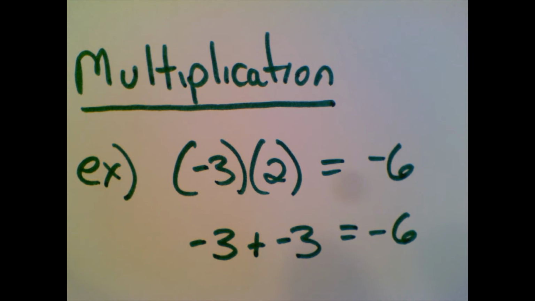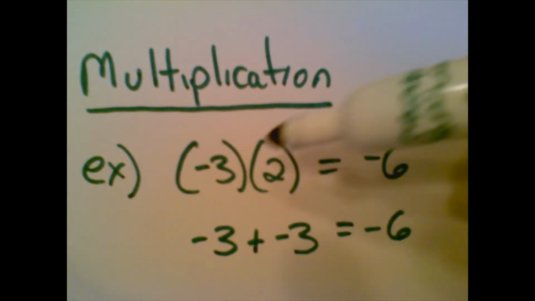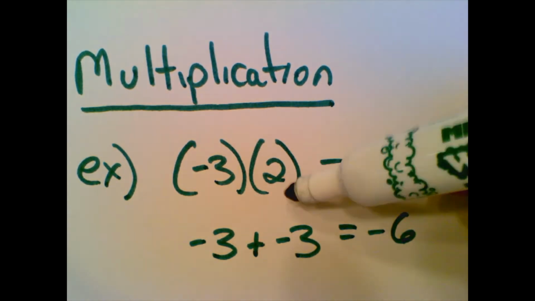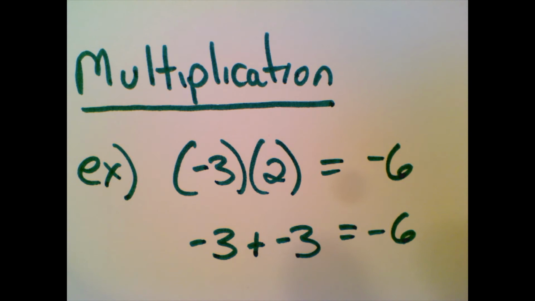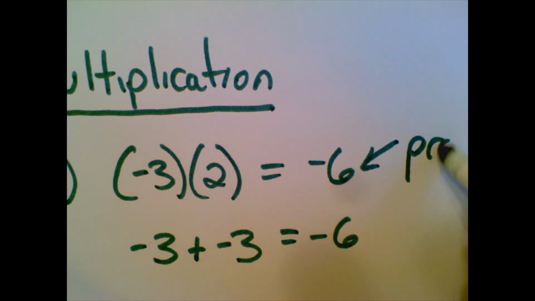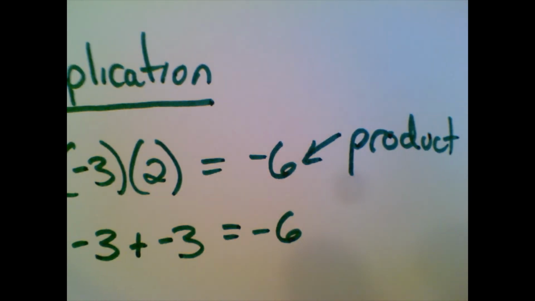Today we're going to talk about multiplication, and we'll look at some basic rules of multiplication and some properties, and then we'll go into division as well. So here's an example I have. Negative 3 times 2. Remember, in algebra we use parentheses to denote multiplication. And the answer for multiplication is called the product. So negative 6 would be an example of a product.